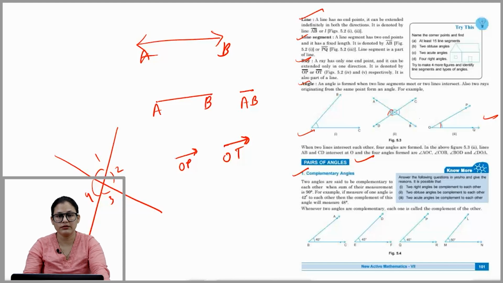Now, answer the following questions in yes or no. Is it possible that two right angles can be complementary to each other? Two right angles, 90 plus 90, no. Can two obtuse angles be complementary to each other? No. Can two acute angles be complementary to each other? Yes, okay.